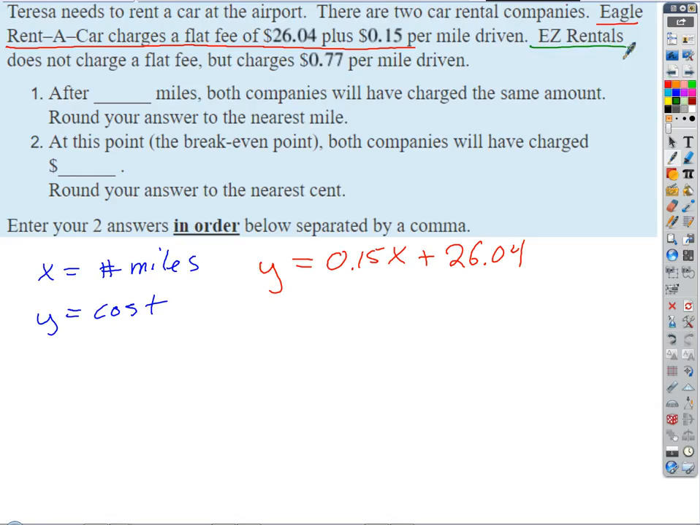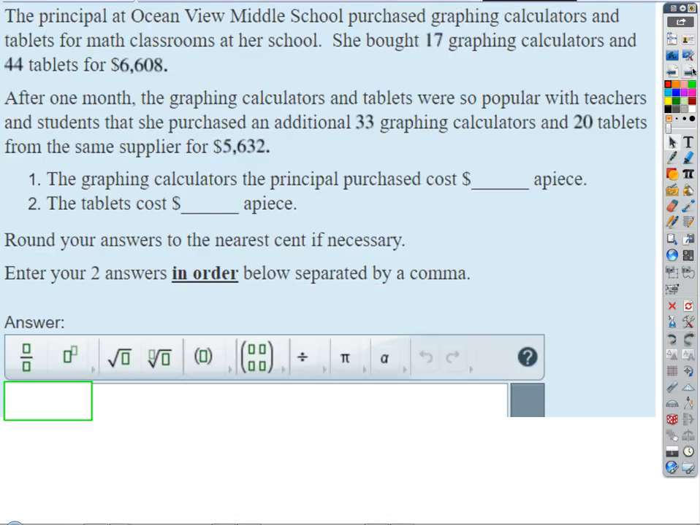What about the other company? Easy Rentals doesn't charge a flat fee, but charges 77 cents per mile. So what's that going to look like? Cost equals what? Yeah, 0.77x, and then there is no start value, it's 0, right? Okay, and then all I'd have to do is just graph those and see where they cross. Agree? Okay.